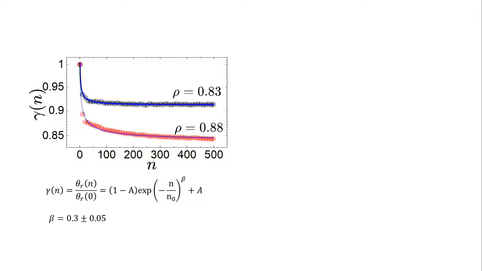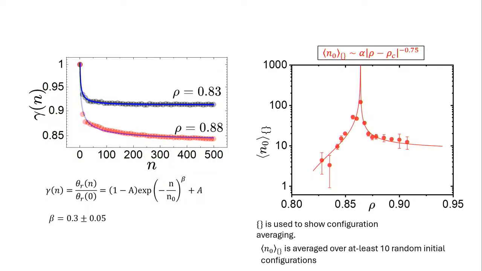It gives you a stretched exponential decay in the system with a beta of 0.3. You can do it as a function of density, and you basically get some kind of a dynamical transition in the system, that at some point you get many more cycles before you actually go to a steady state. Somewhere up here, you need many more cycles before the system can reach the steady state.